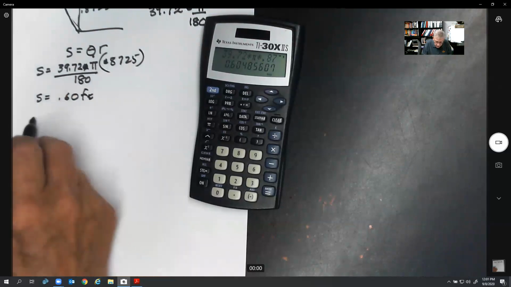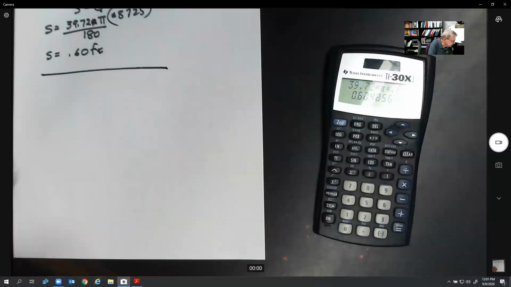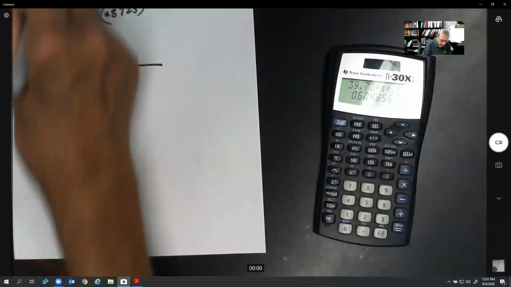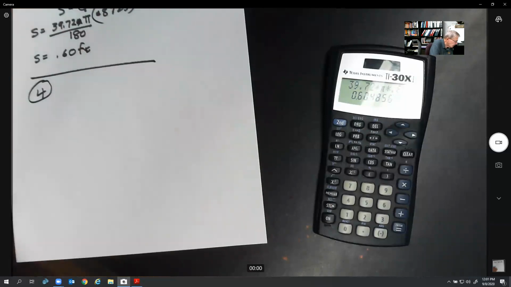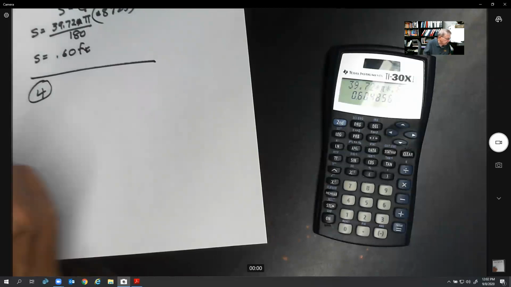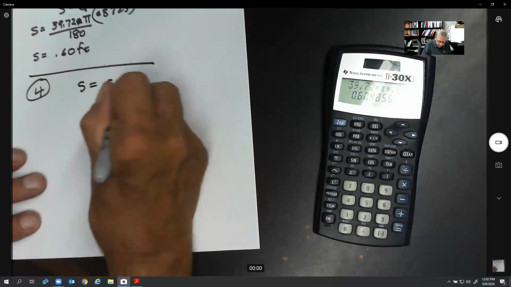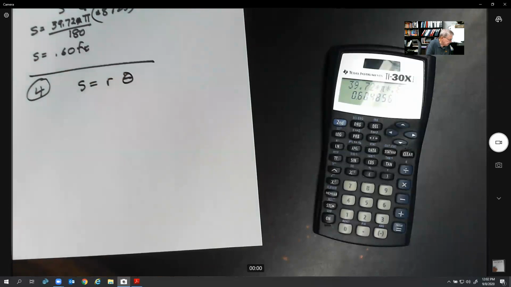All right, try another one here. Next example. It says 2 gears are meshing. The small gear drives the larger one, as shown in the figure. This is example 4. This was example 3 we just did. The smaller gear rotates through an angle of 225 degrees. Find how many degrees the larger one will rotate. Okay, so again, we're going to use our formula, S equals R theta.